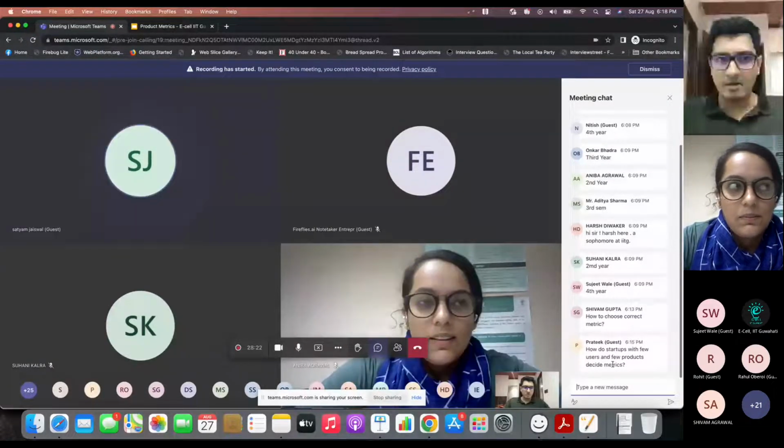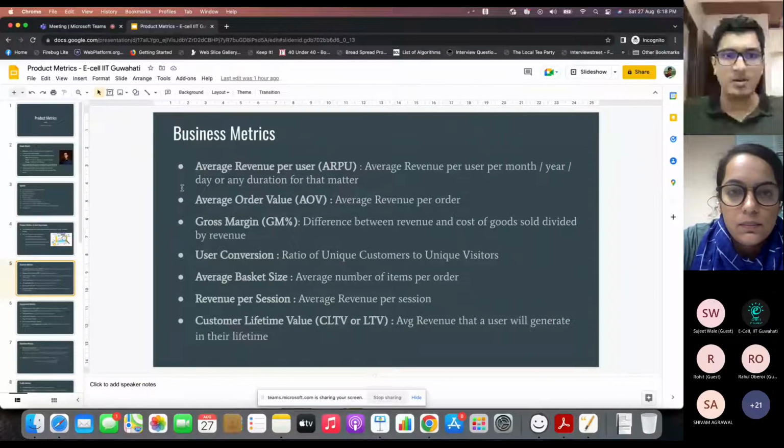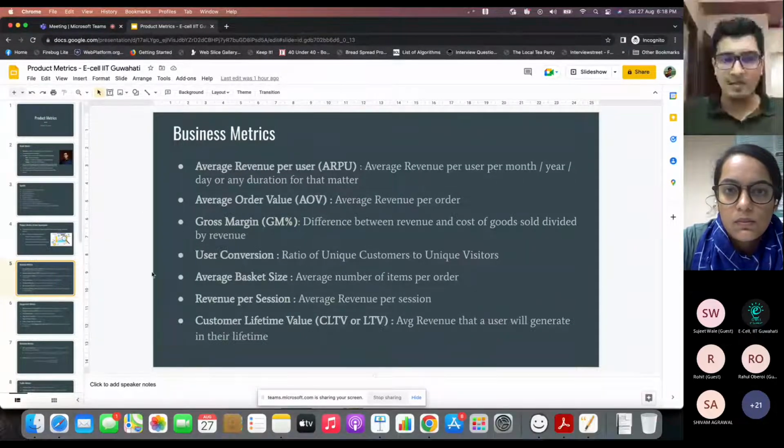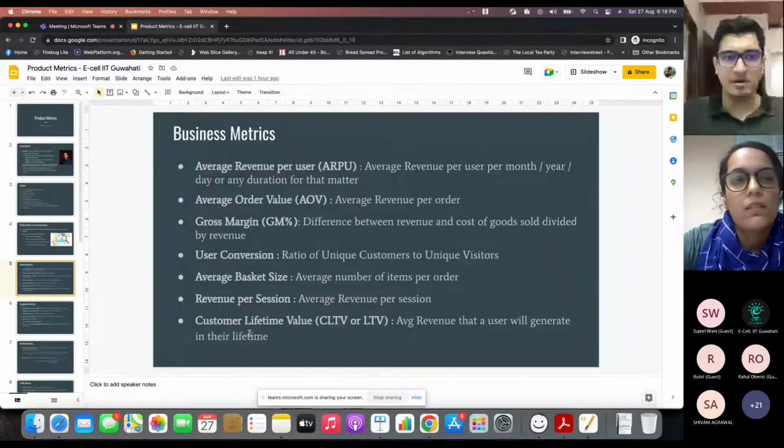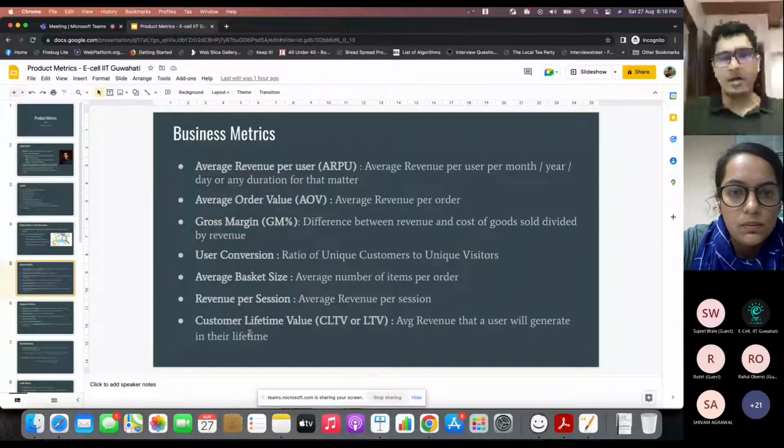So see, some of these are very standard metrics, Pratik. Even as a startup, you will be responsible for conversion, average revenue per user, or average order value, because your valuation and the overall viability of the business will depend on these metrics. These are very standard, at least the business metrics. The lifetime value may not be very evident at the start of a business, but over a period of time you will start developing an understanding of it. And in terms of choosing the right metric, that's where understanding the product comes in.